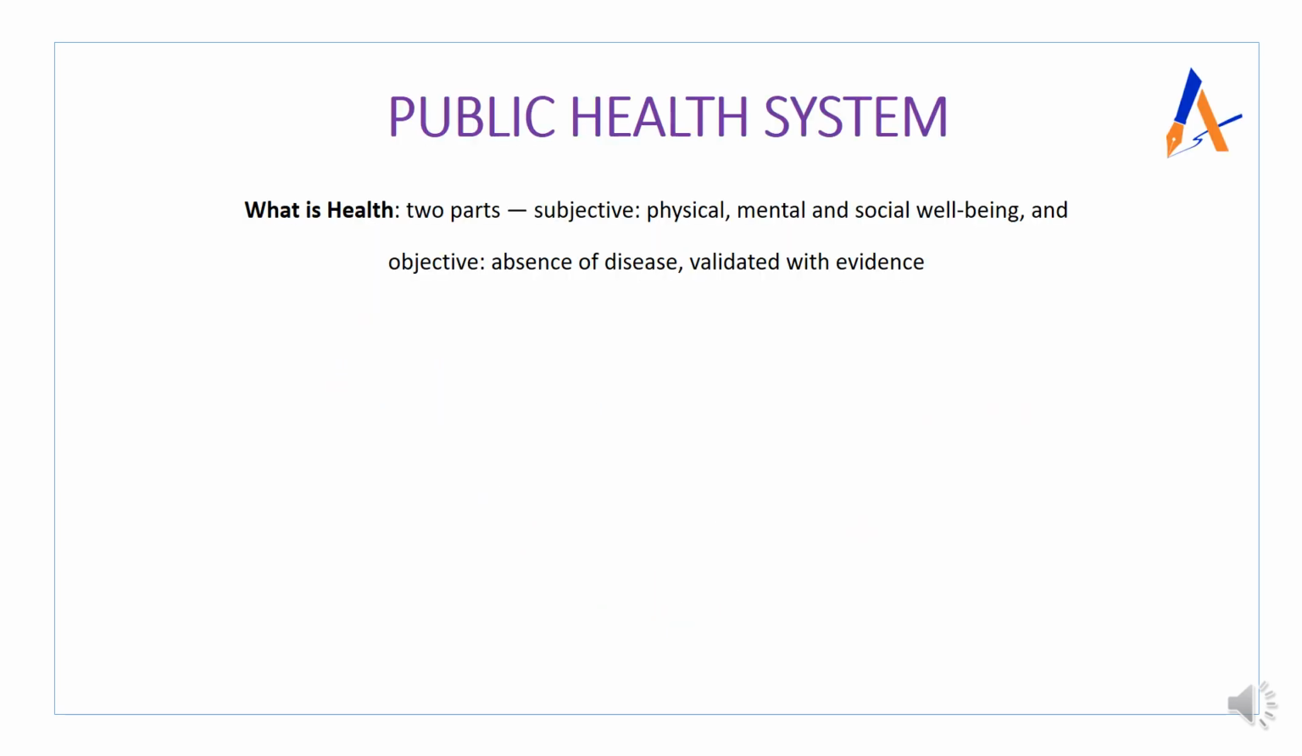So today we are going to discuss public health system. If we analyze, first, what is health? The meaning of health has two parts. One is the subjective aspect, which includes physical health, mental health, and social well-being. On the other hand, objectively, it means absence of disease validated with evidence. So we should have evidence that we are not having any kind of disease. That is objectivity. But subjectively, it includes everything: physical well-being, mental well-being, and social well-being. So this is the meaning of health. You can use it for your introduction and analysis.